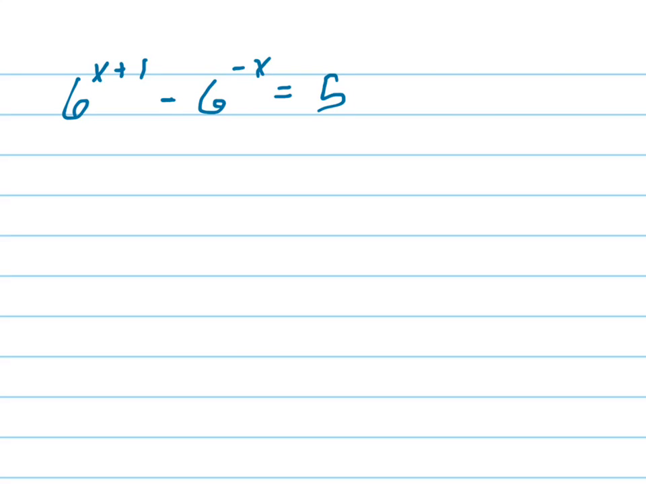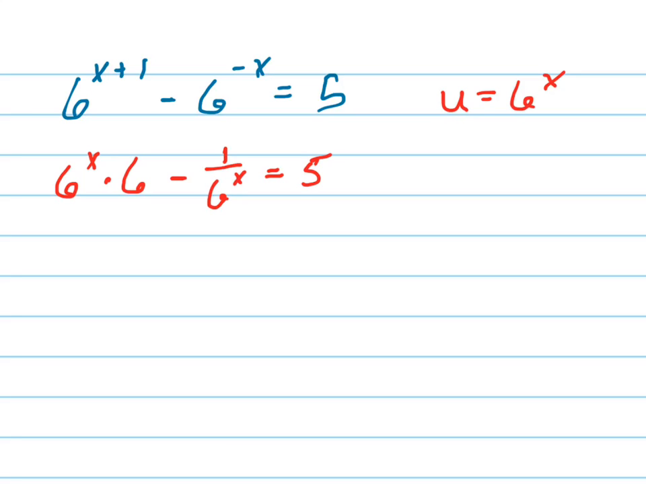Let's solve this exponential equation. My suggestion is we let u equal 6 to the x, and then we can rewrite this equation. First of all, we're going to have 6 to the x times 6 minus 1 over 6 to the x equals 5.